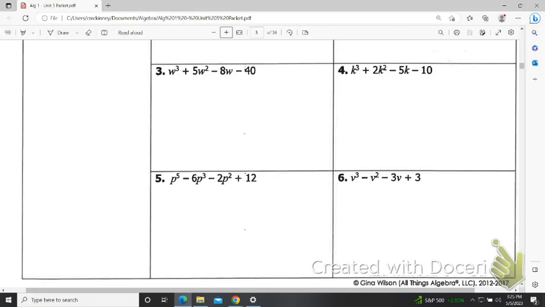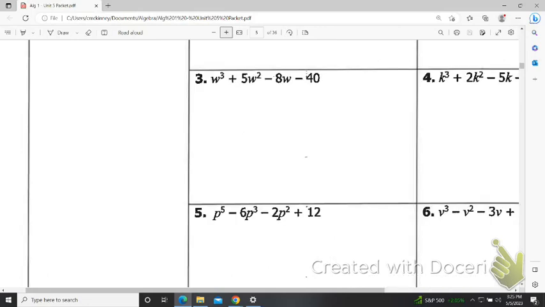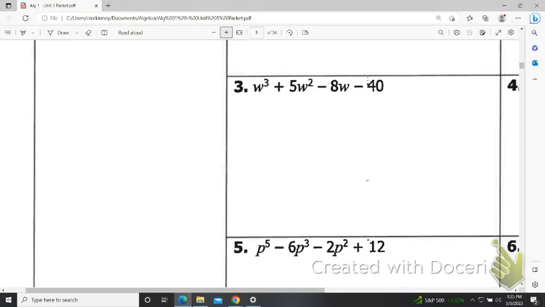All right, so I'm looking here at number 3. I'm going to make this a little bit bigger just so that we can really see that well. So again, nothing goes into everything. So I'm going to group them, first 2 and second 2. When I look at those first 2, what do they have in common? W to the 2nd power, yes. So I'm dividing both of the first 2 by that. That leaves me with W plus 5.